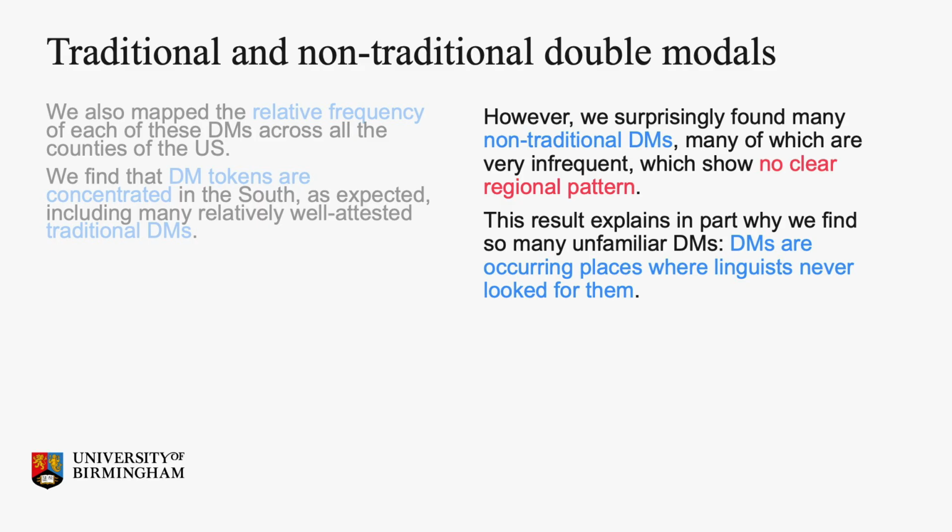Okay, what we then surprisingly find, though, is that there are many non-traditional double modals. These are ones that tend not to be acknowledged in the literature, and they don't show clear regional patterns, and they're not concentrated in the south. They occur across the United States, seemingly at random, as in there's no regional pattern in them at all. And this explains in part why we find so many, right? Because we're looking elsewhere for them. We're looking across the United States. We're not doing field work. We don't go into a particular community where we expect to find them. We find them in places you wouldn't expect them.